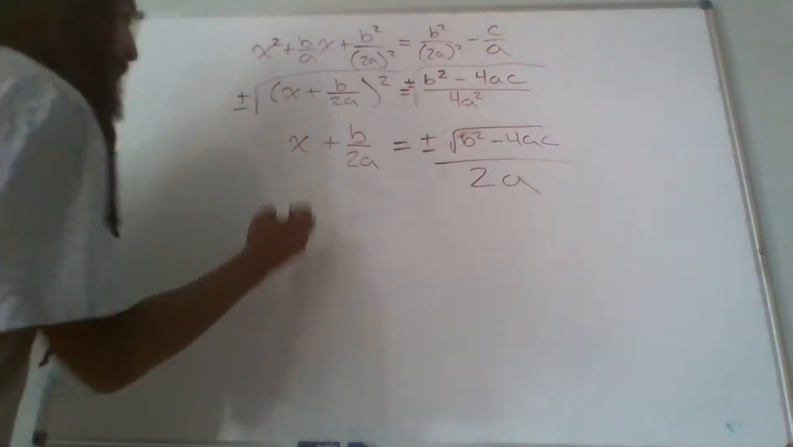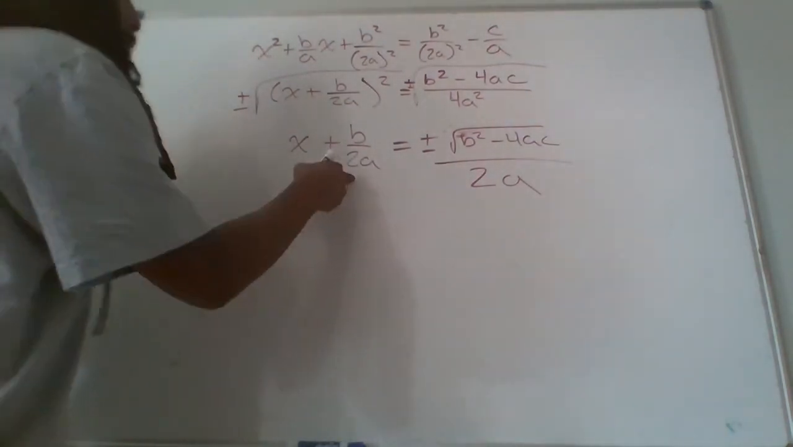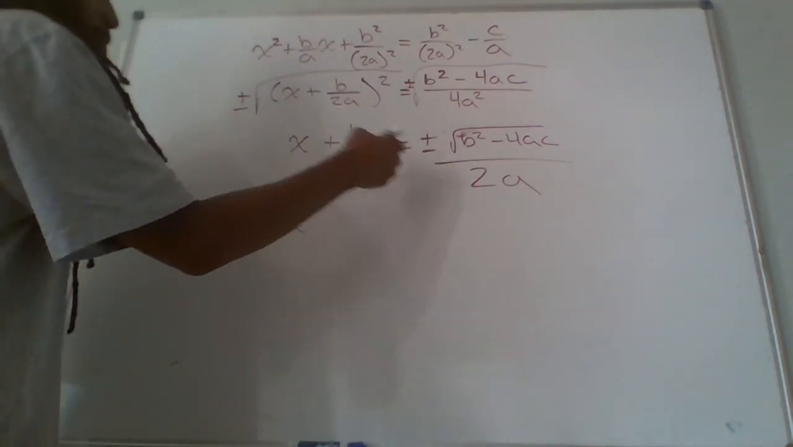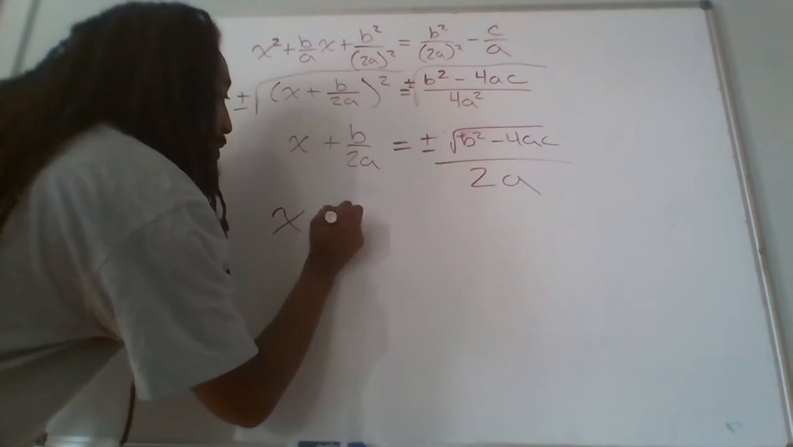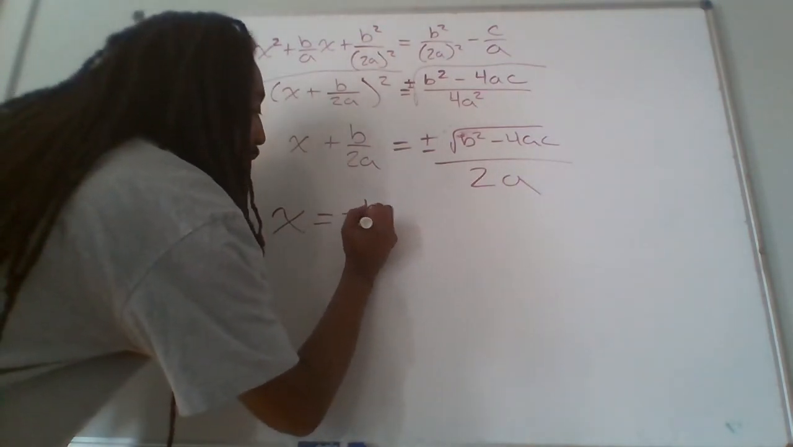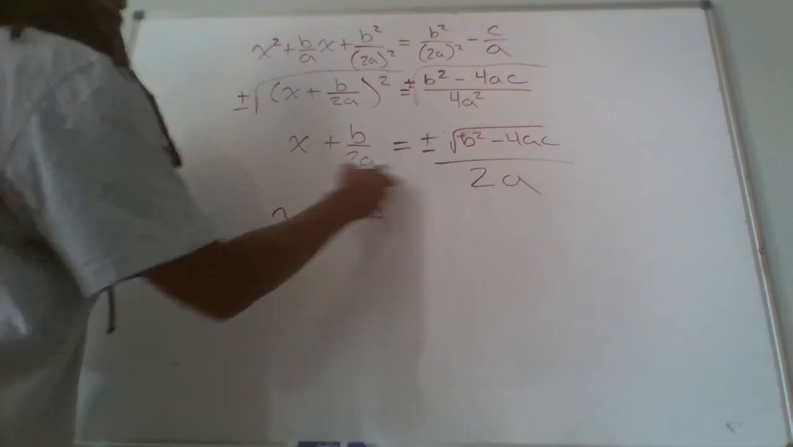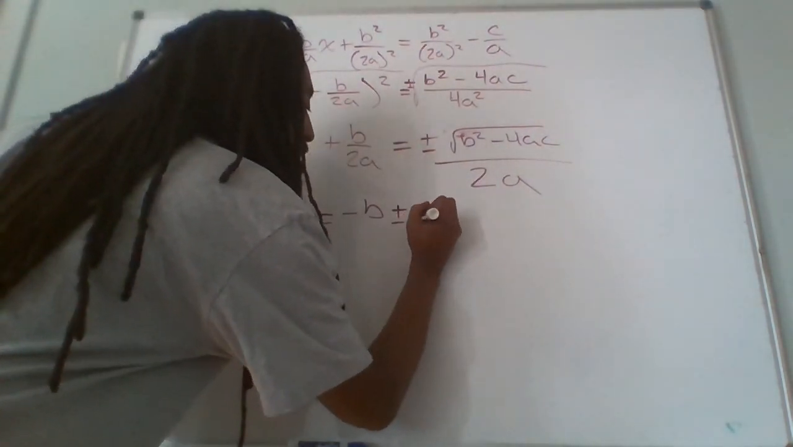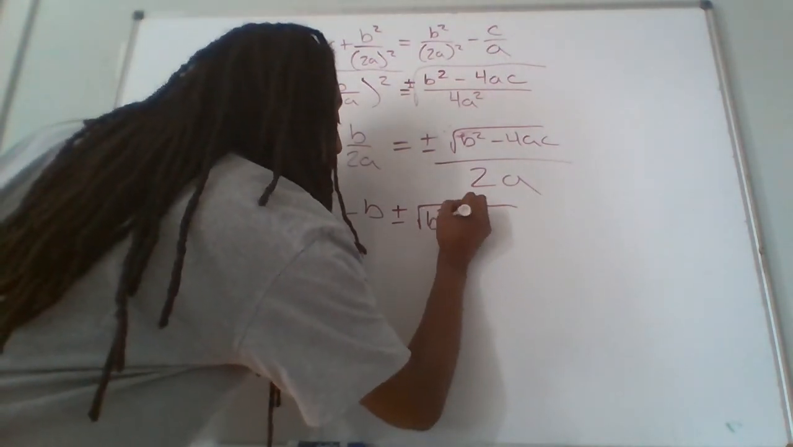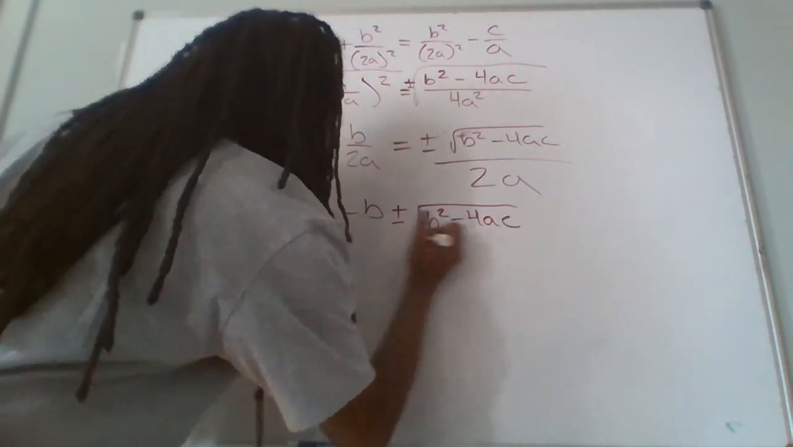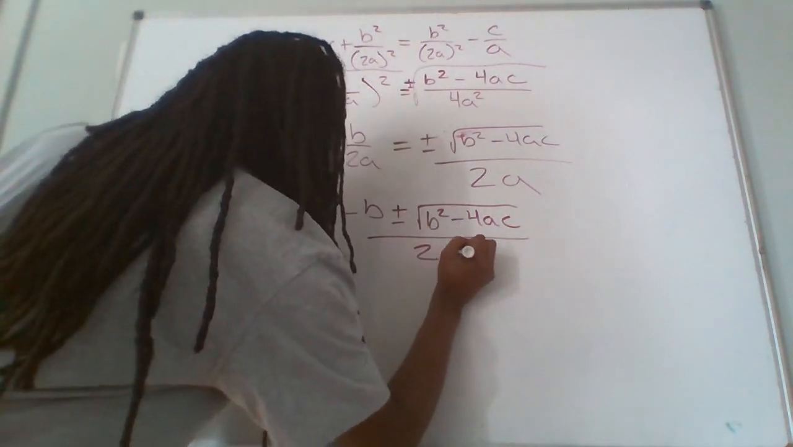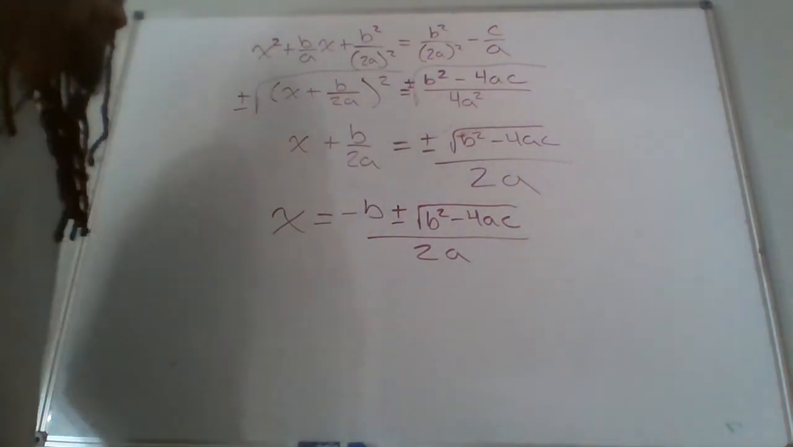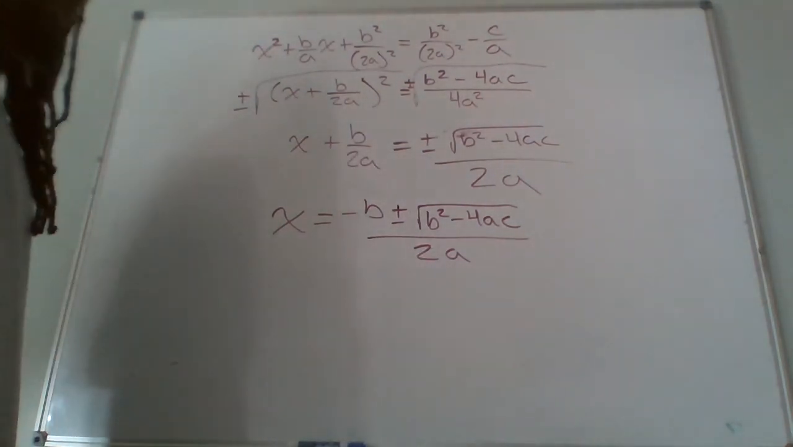Now our last step is to isolate x. To separate x, we're going to subtract this b over 2a. So we're going to get x is equal to negative b, and look at that, we have the same denominator, so we can just write this all at once. Negative b plus or minus the square root of b squared minus 4ac all over 2a. And by golly, there we have it. The same thing I wrote on the board at the beginning, in blue.